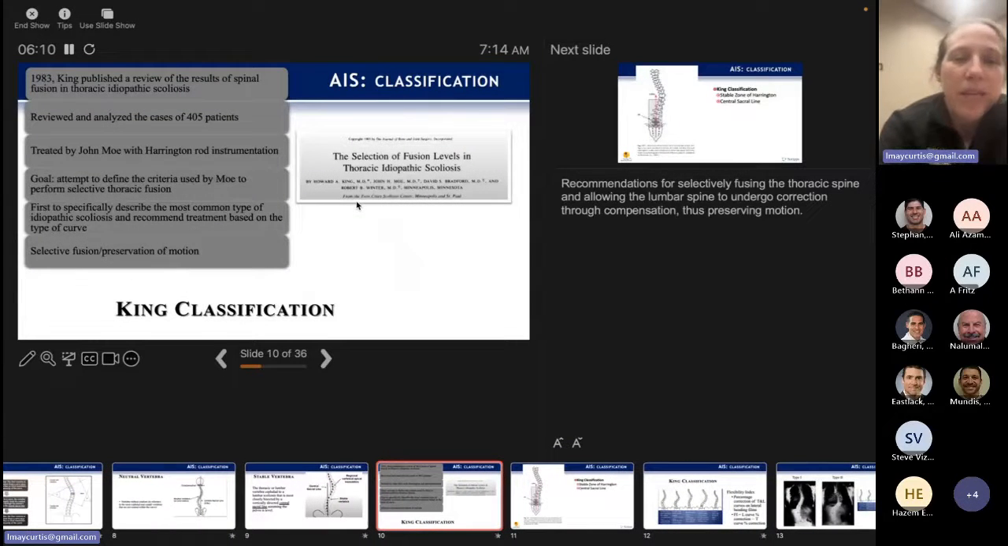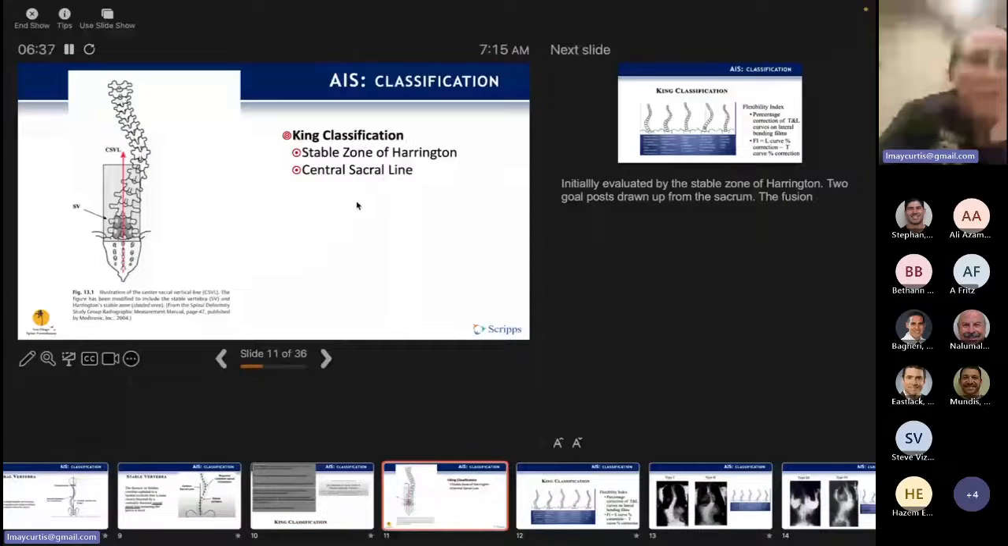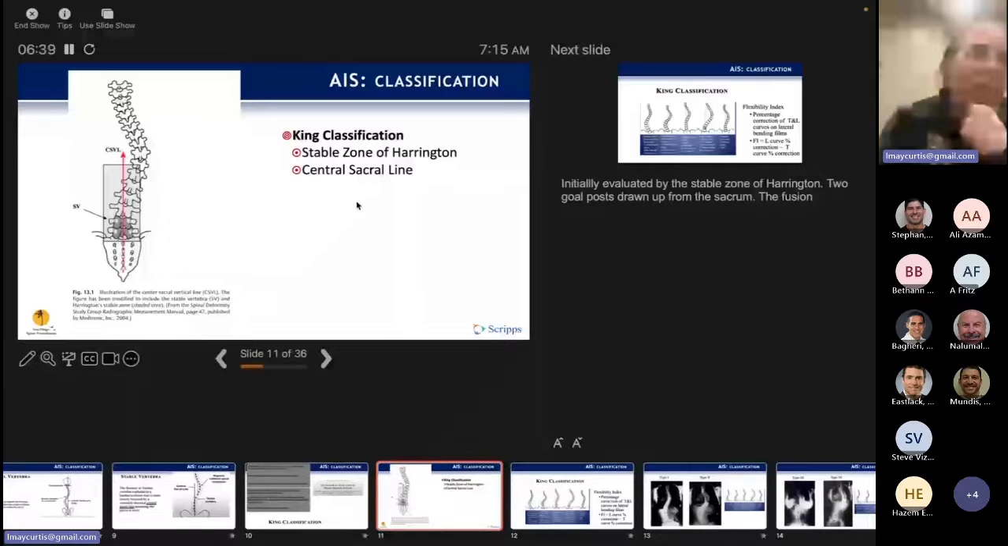So starting with the King classification system, or the King-Moe classification system, this was published in King's 1983 review of the results of spinal fusion for scoliosis. It was based on the surgeon, John Moe, and his experience with Harrington rod instrumentation specifically. He divided curves into 5 types, and based on that had recommendations for which levels should be fused based on the curve type.